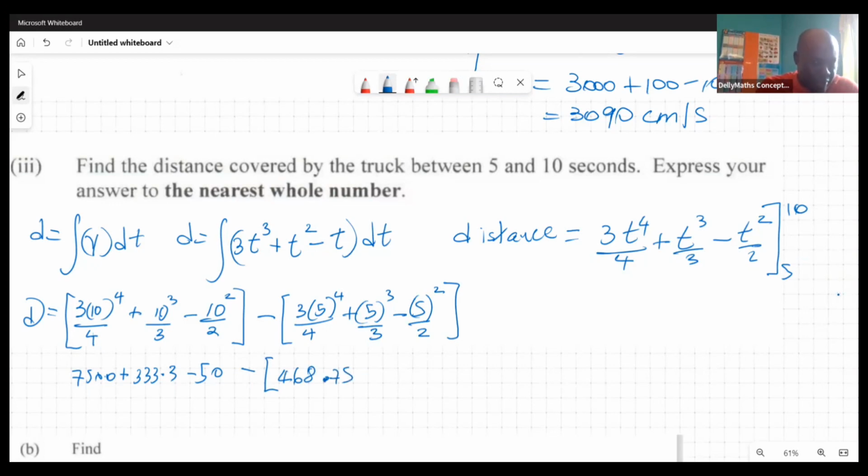5 cubed, 125 divided by 3. And that's like plus 41.67. And 25 divided by 2, 12 and a half, minus 12 and a half.